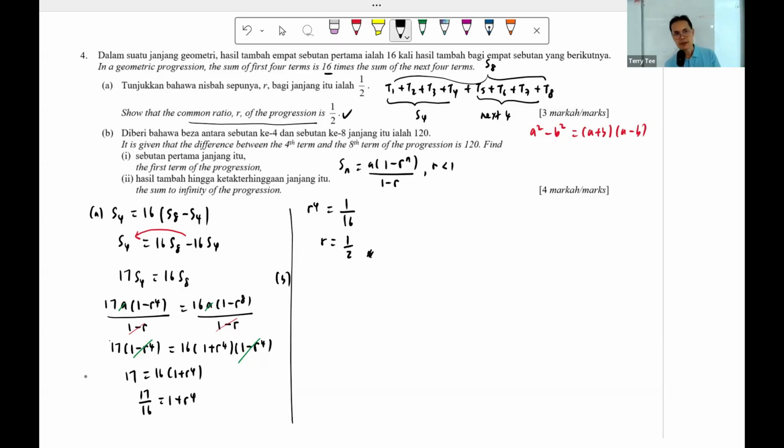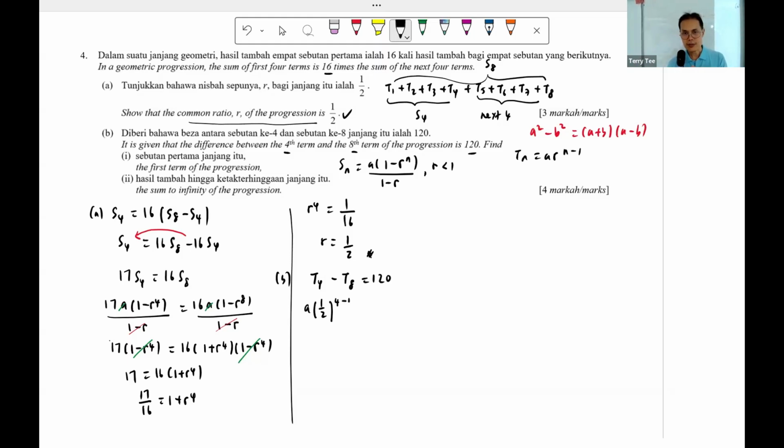Part B, given that the difference between the 4th term and the 8th term of the progression is 120. Your 4th term is bigger, 8th term is smaller, because your common ratio is less than 1, so it's getting smaller and smaller. We say T4 minus T8 is 120. We're supposed to find a. Remember the formula for Tn is a r power n minus 1. I don't know what my a is, but I know my r is 1 over 2.